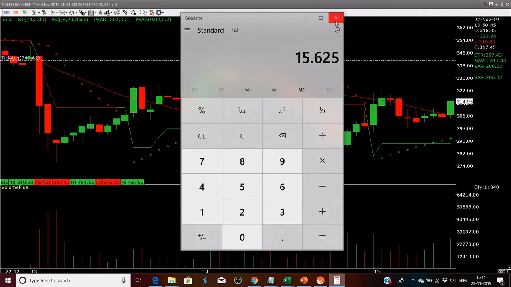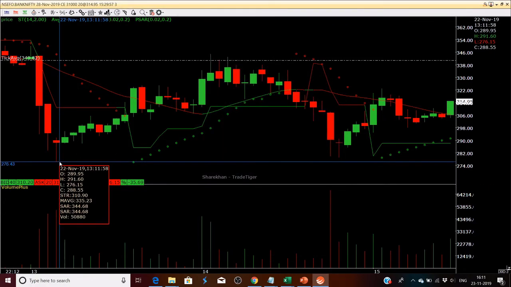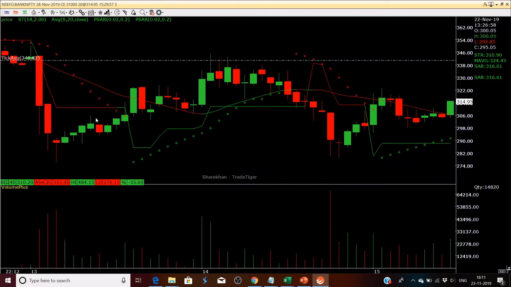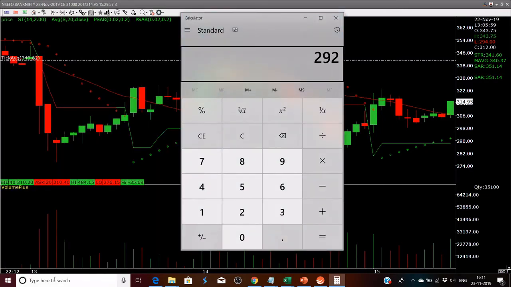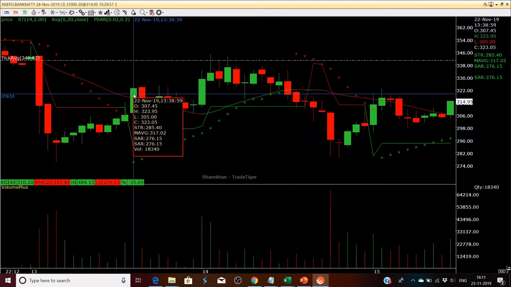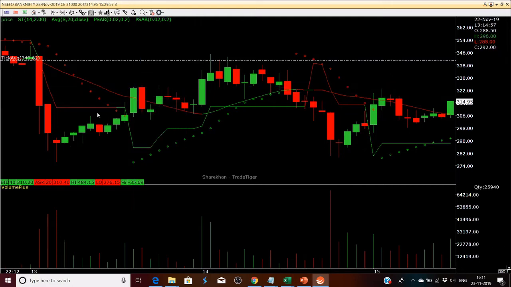This is the calculation you have to follow. You put your order, you put your stop loss, and the minimum target is about 16 plus 16, which is 32 points. 32 points you can easily get: from 292, 292 plus 32 is 324. So where is 324? It's bang on 324. Double your target. So this is a 1:2 reward.